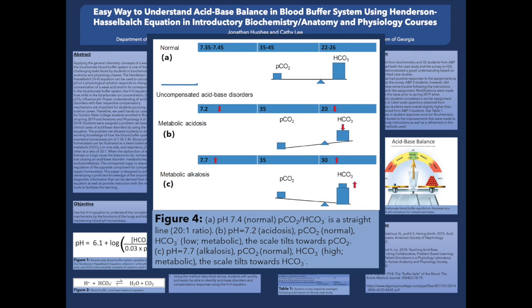Figure 4 identifies the process through which students can use arterial blood gas test results to properly identify the disorder. As shown in Part A, the pH is normal. The ratio of bicarbonate to carbonic acid is the ideal 20:1. Therefore, this balance appears level.